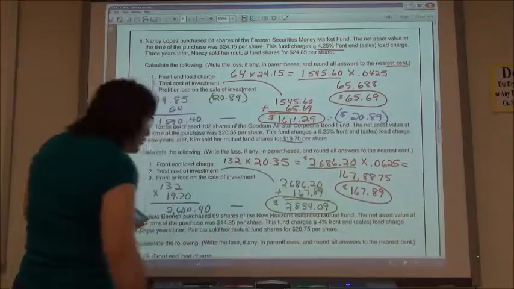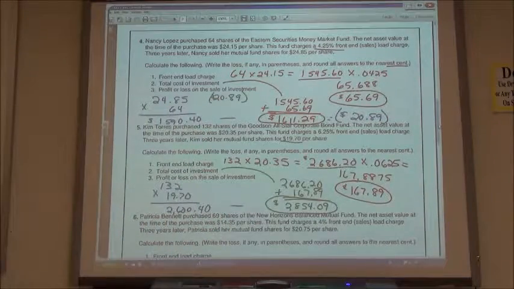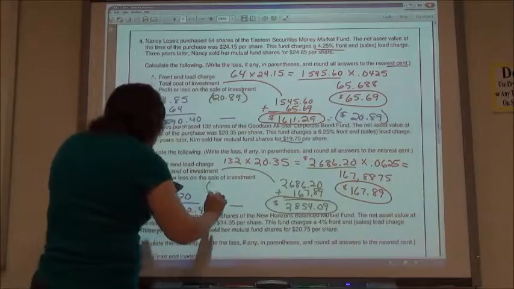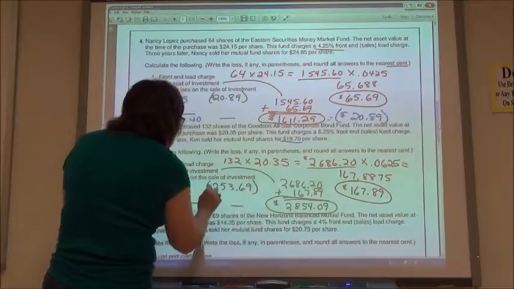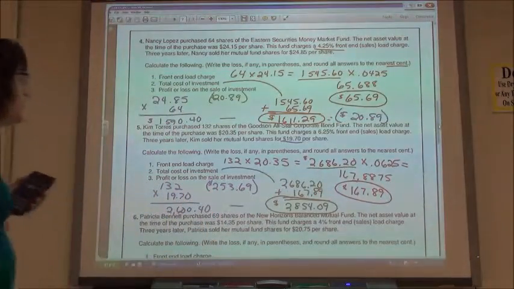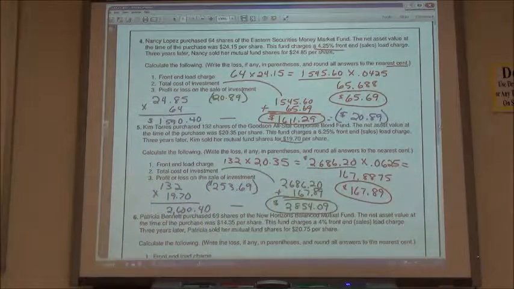We're going to subtract those two numbers. So $2,640 minus my $2,854.09 means she had a negative amount, so she lost money. $253.69 is how much she lost, so we're going to put it in parentheses to indicate it was a loss when she sold her stocks.